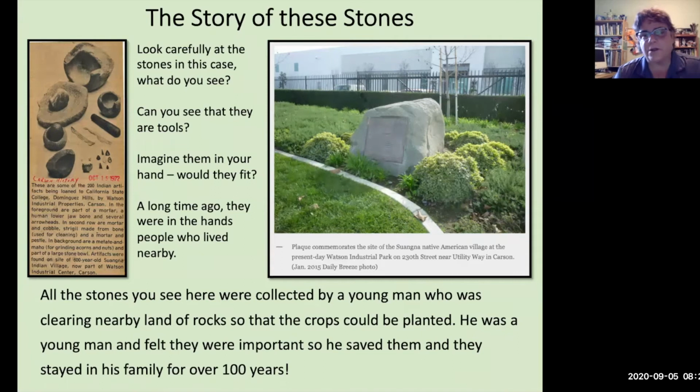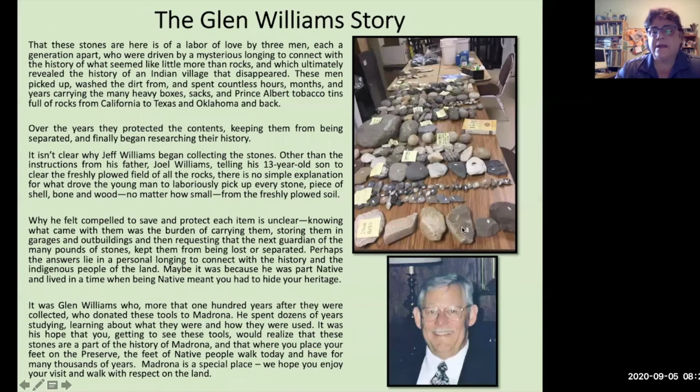This is part of the exhibit at Madrona Marsh Preserve. Now, there is a commemoration plaque right here at Watson Industrial Park near 230th that talks about the Sawangna village. And this is Glenn Williams. There were three men, three generations apart, that took care of these stones.